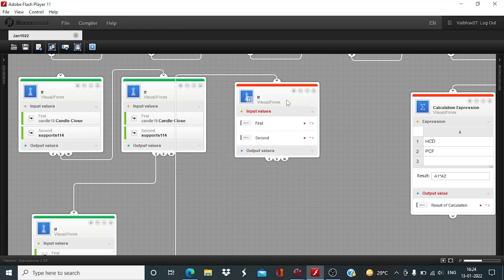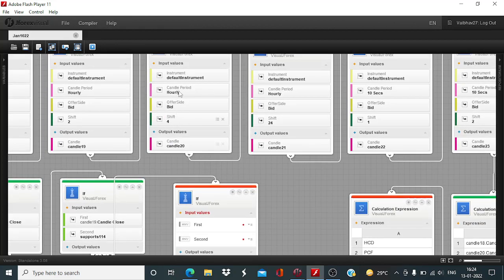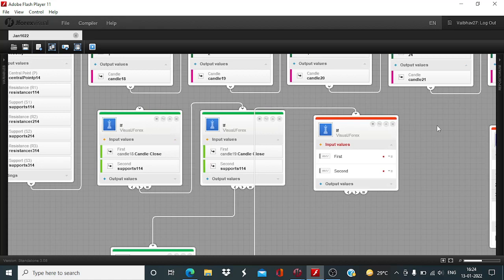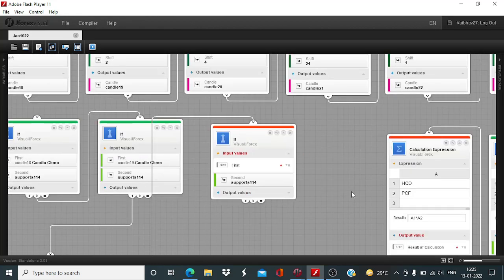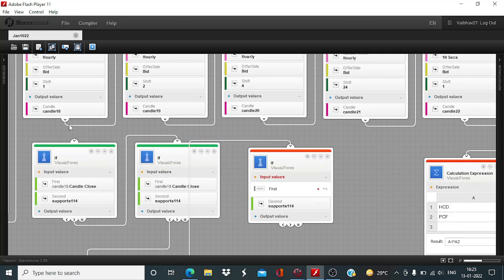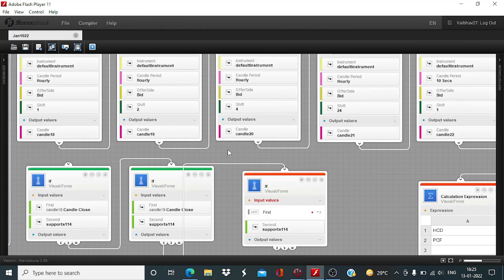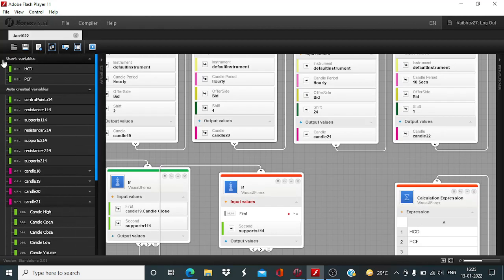We also need to make sure that the similar is the case with this hourly candle 20 with the shift value, that is the look back period of 4. So again we have to take support 114, which is the first support of the Fibonacci pivot series of weekly candle period, and compare it to the candle 20 candle closing level.